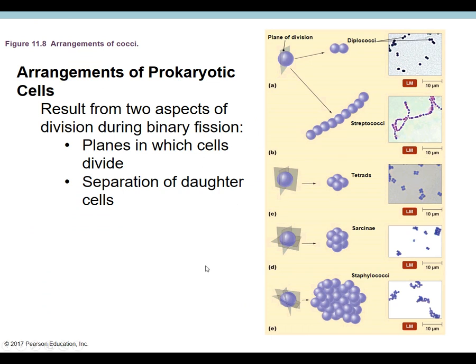Now, arrangements of prokaryotic cells. On this slide we see the cocci. You can have individual cells. You can have diplococci, which would be pairs. You can have streptococci, which are chains. And then the other one that's pretty common is staphylococci, which are clusters like grapes. These other tetrads and sarcinae are more rare. But what we'll see in lab would be individuals. We might see diplococci, which are pairs, chains, or clusters.